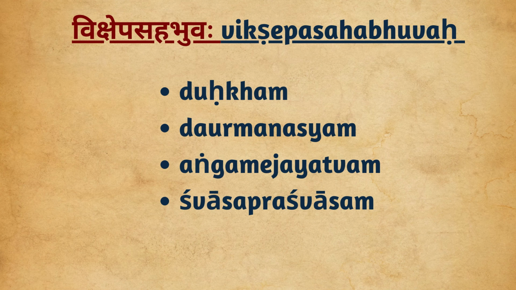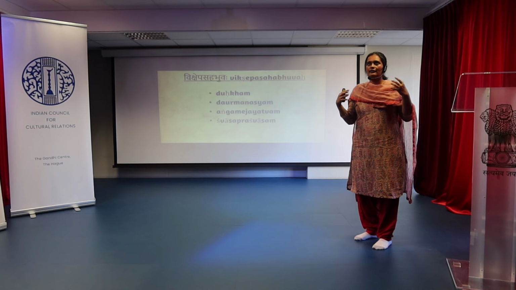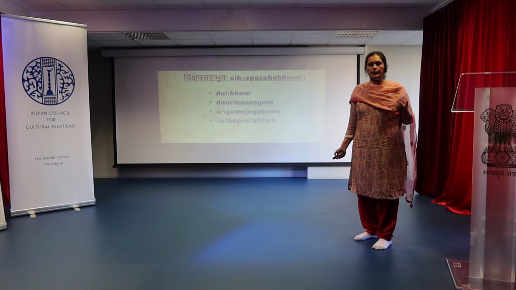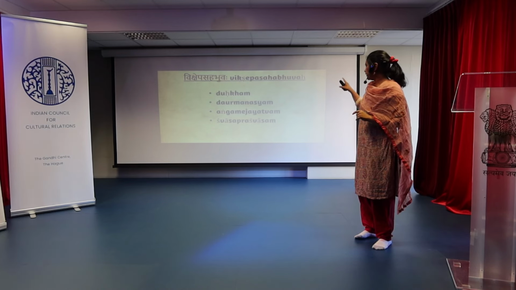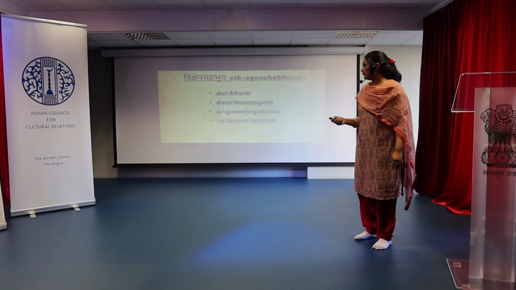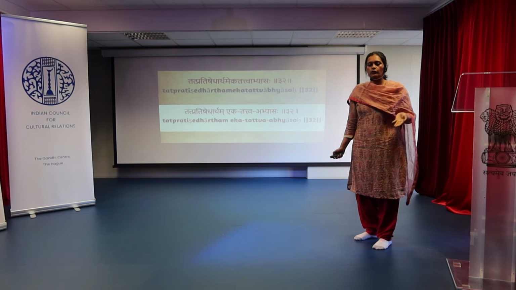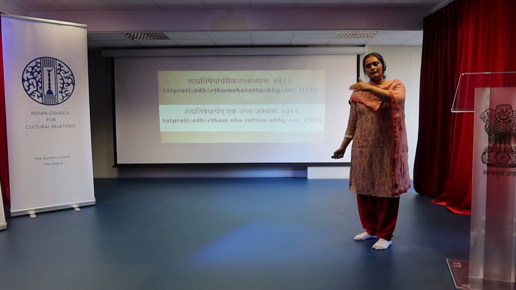Angamejayatvam is trembling in the limbs. That is angamejayatvam. This trembling, the body also needs to be stable. Because the mind is sad and sorrowful and dejected, the limbs also start trembling. And shvasa prashvasa, that is the inhalation and exhalation, are also out of balance. So these sahabhuvas accompany the 9 antarayas, the obstacles. But if we are on the path of Ishvara Pranidhana, if we are doing the abhyasas, then we need not worry, these will get dissolved.